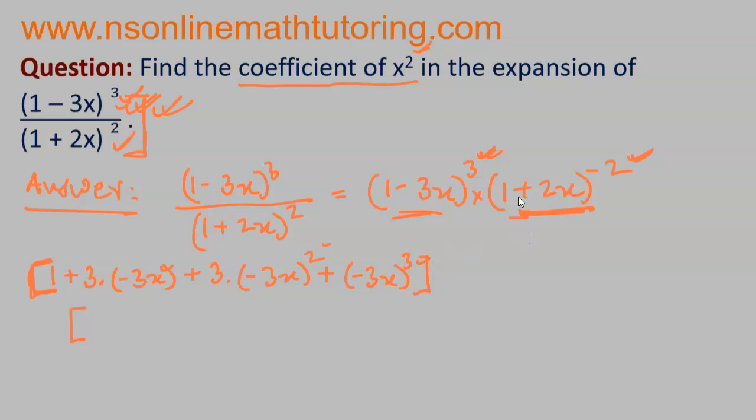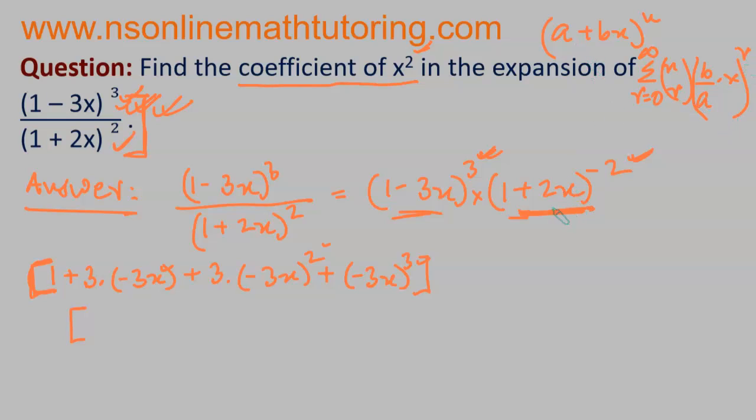And remember, this was (a plus bx) raised to the power of n, where n belonged to the set of rational numbers, and the expansion was the sum from r equal to 0 to infinity of nCr, and (b over a) times x, raised to the power of r.